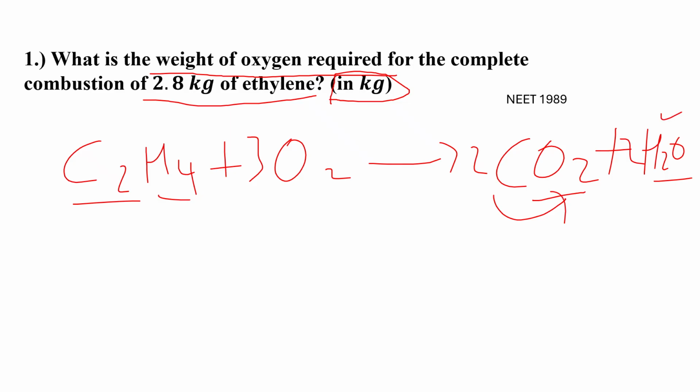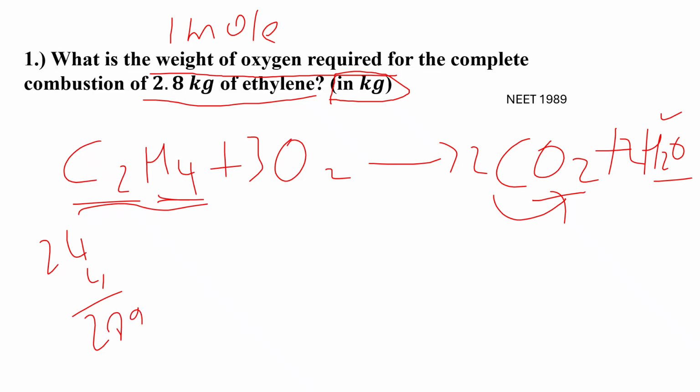So the idea is, 1 mole of ethylene is how much in weight? For carbon the atomic mass is 12. There are 2 carbon atoms, so 12 plus 12 is 24. Then there are 4 hydrogen, so 28, which means 28 gram per mole. So 1 mole of ethylene, basically 28 gram of ethylene, requires 3 moles of oxygen.